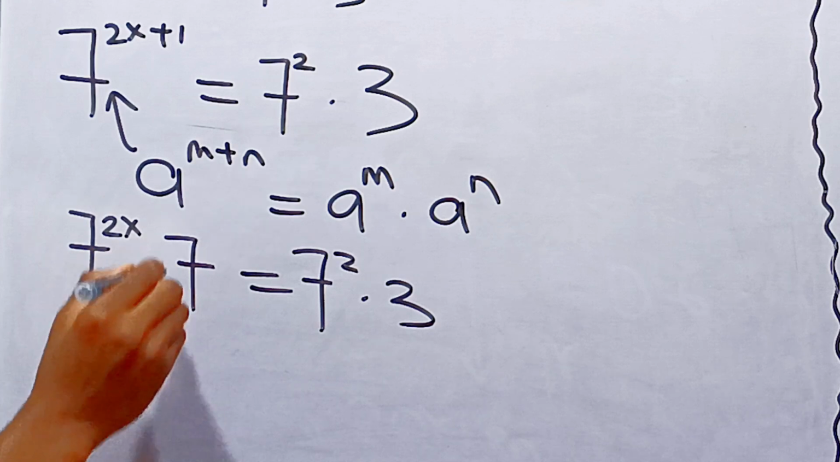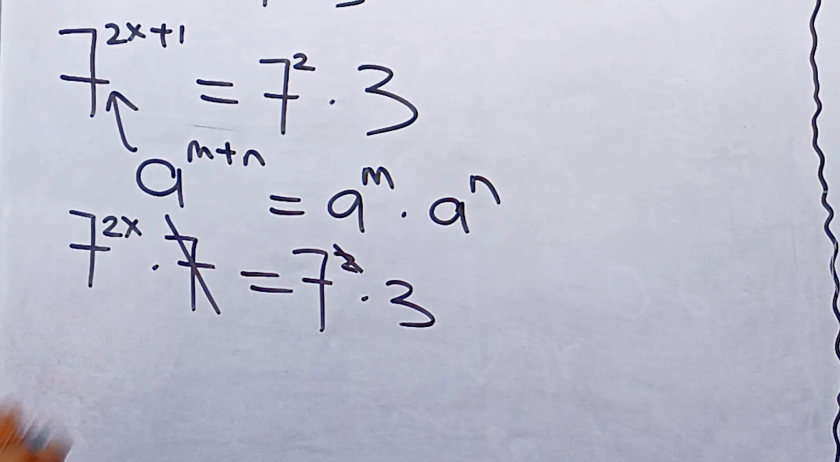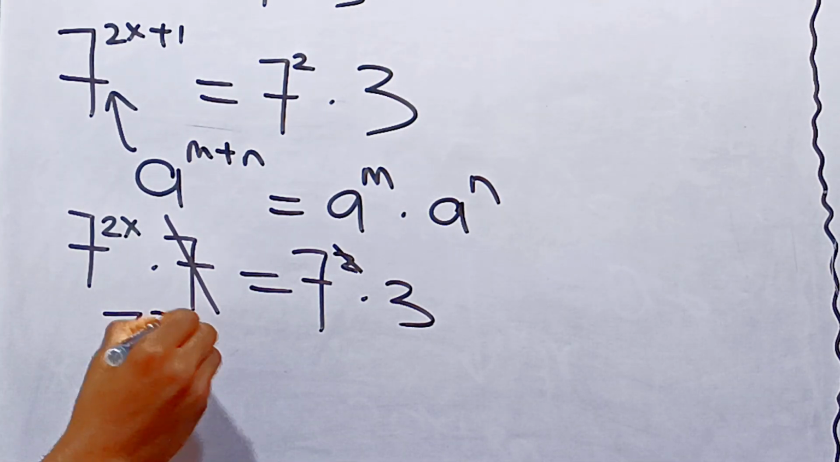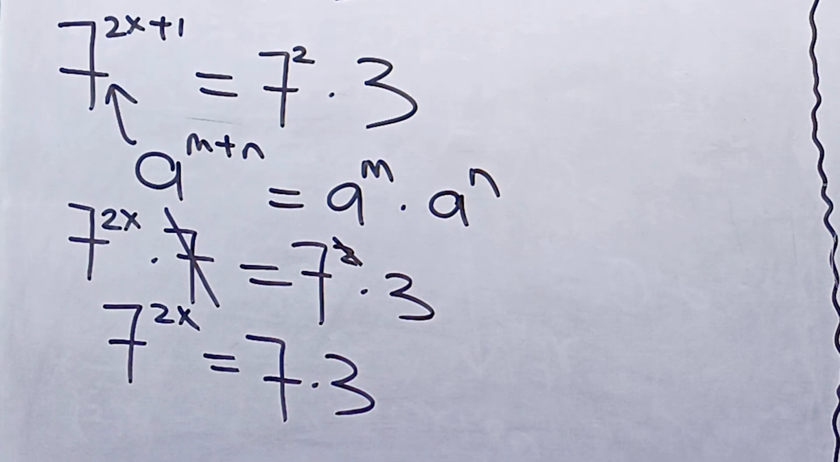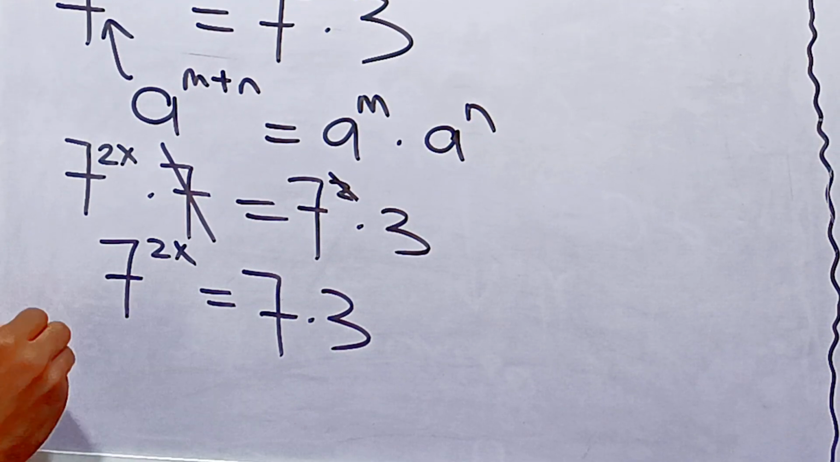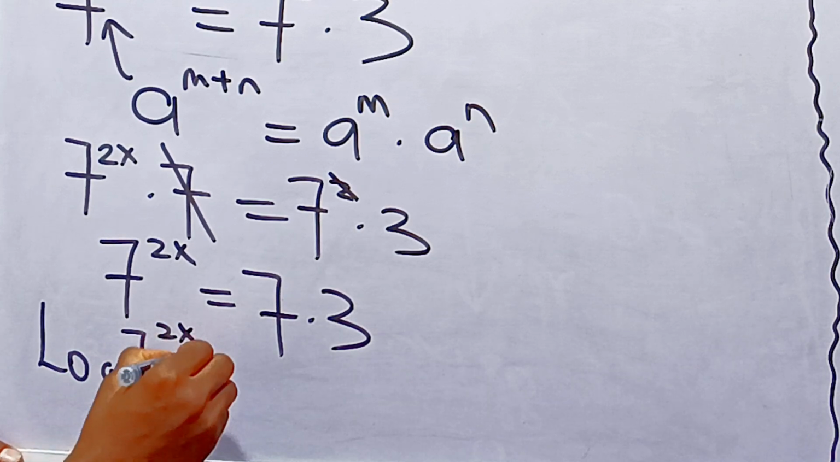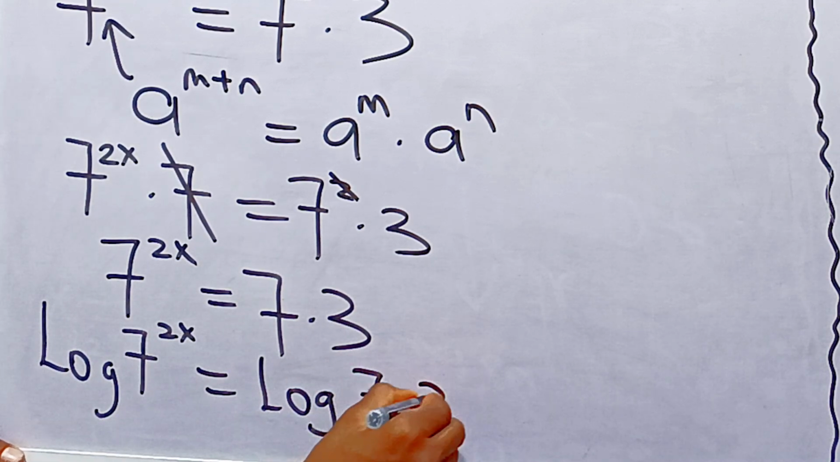Dividing both sides by 7, we have that 7 goes here and the 2 goes here to leave us with 1 7. Okay? Now, we have 7 raised to the power 2x to be equal to 7 multiplied by 3. Now, you can decide to take the logarithm of both sides. Okay? So we say the logarithm of 7 raised to the power of 2x is equal to the logarithm of 7 multiplied by 3 in brackets.